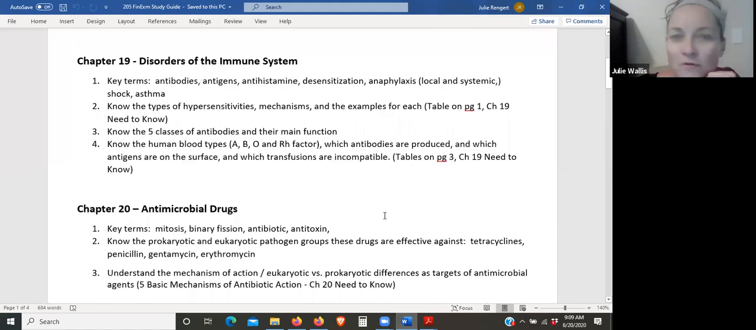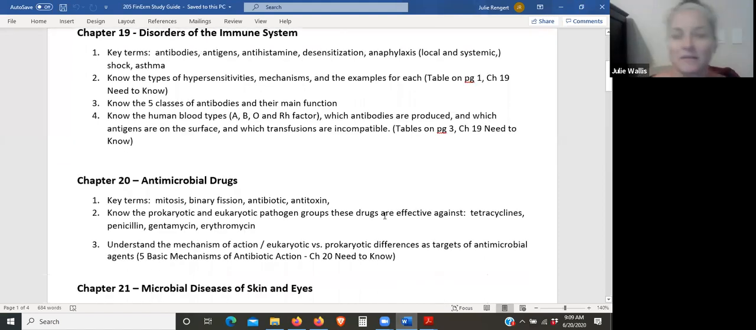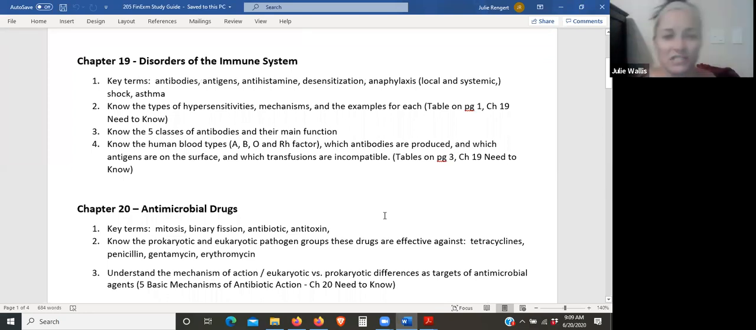All right, for chapter 19, a lot of the information from this chapter is going to overlap with your 16 and 17 chapters because that's all about your innate immunity and your adaptive immunity. And so a lot of that's going to be repeated.